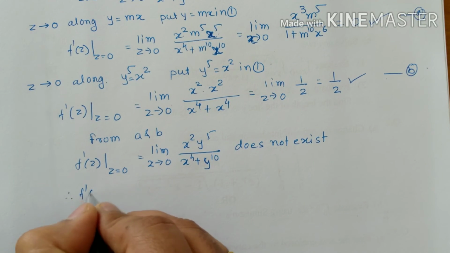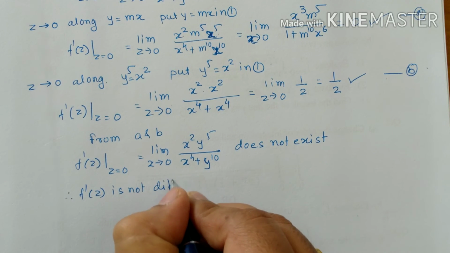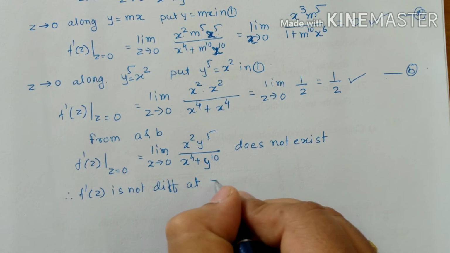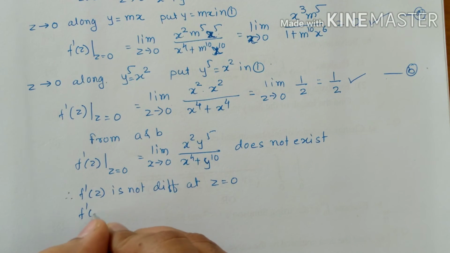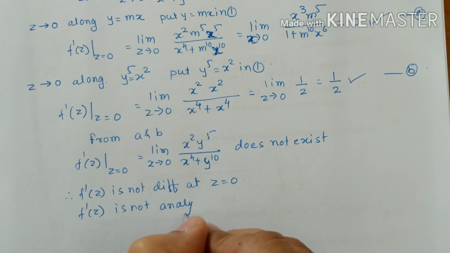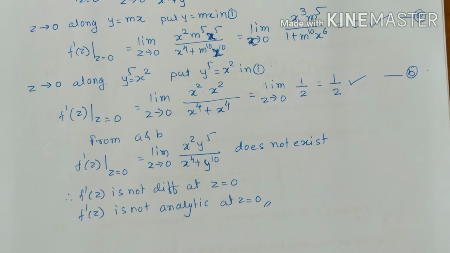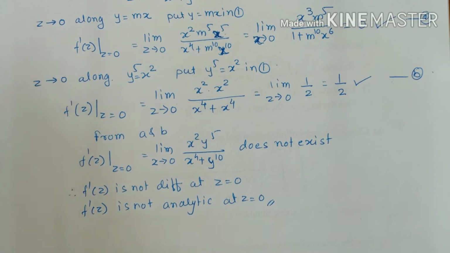Therefore, f dash of z is not differentiable at z is equal to 0. Therefore, f dash of z is not analytic at z is equal to 0. Okay, so this is one of the interesting problems from this chapter.